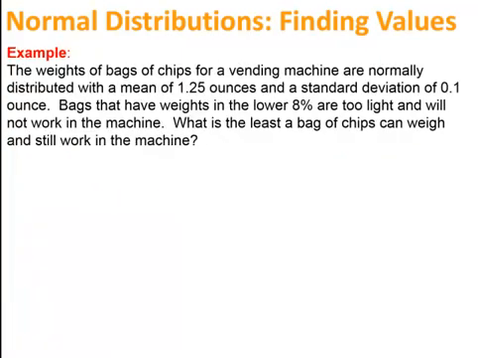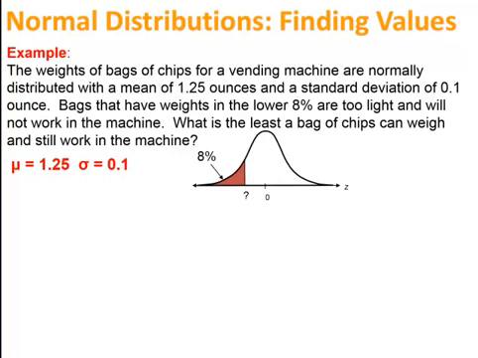This next one is the weights of bags of chips for a vending machine are normally distributed with a mean of 1.25 ounces and a standard deviation of 0.1 ounces. Bags that have weights in the lower 8% are too light and will not work in the machine. What is the least a bag of chips can weigh and still work in the machine? So now you have to understand the information that's given. So you have your mean and your standard deviation, and it's saying the lower 8%. Notice the lower 8% would be shaded to the left, and that is in standard form.